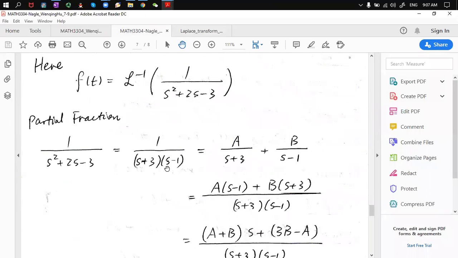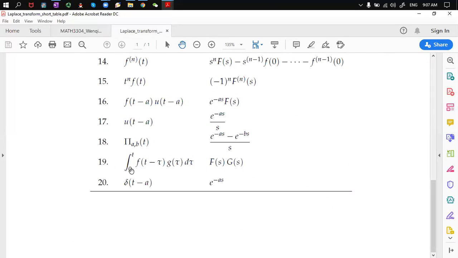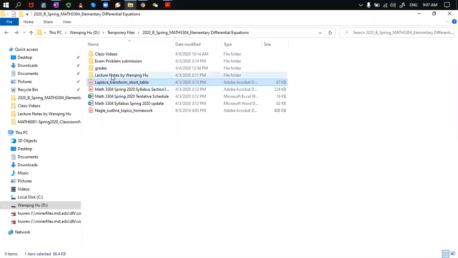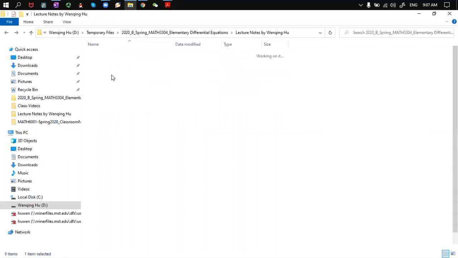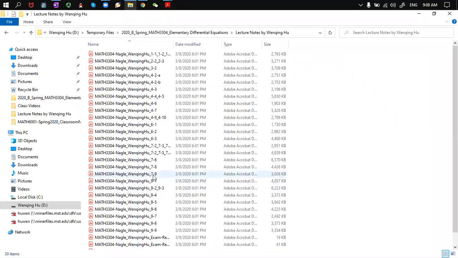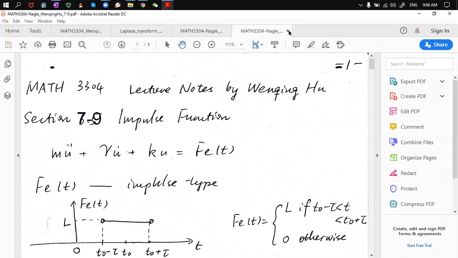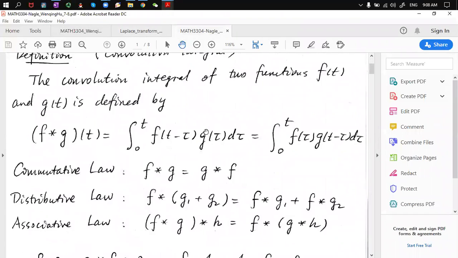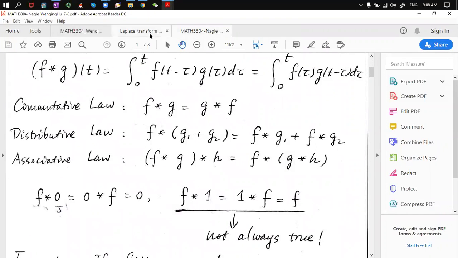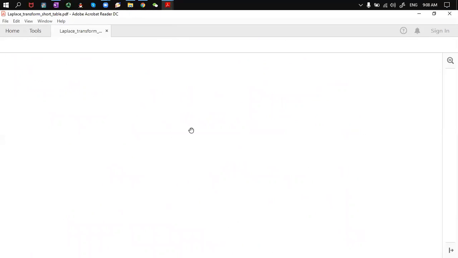Now, with this Laplace transform at hand, we've also been talking about convolution integrals. The convolution integral is a transformation that's going to transform a convolution integral into products. By convolution integral, it means the integral.